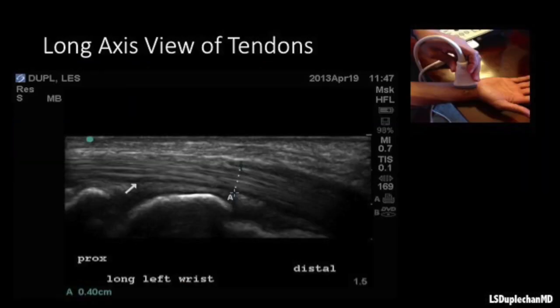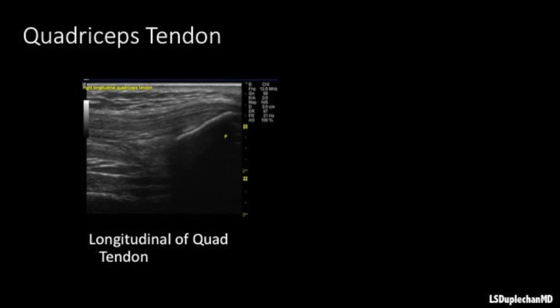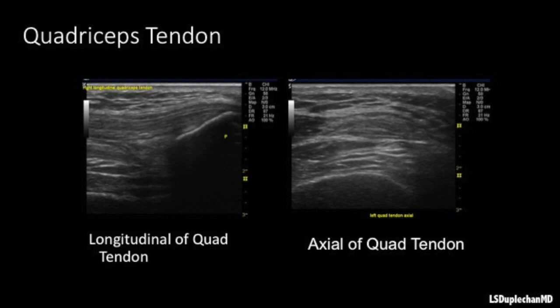This is a long axis view of the wrist flexor tendons seen in the middle of the screen. Below are the carpal bones. This is a much thicker tendon in long axis view, the quadriceps tendon. Noted by the arrow, the quadriceps tendon is inserting into the patella. To the right is a short axis view of the quadriceps tendon. You can see the top of it, the most superficial portion, demonstrated by the arrow.